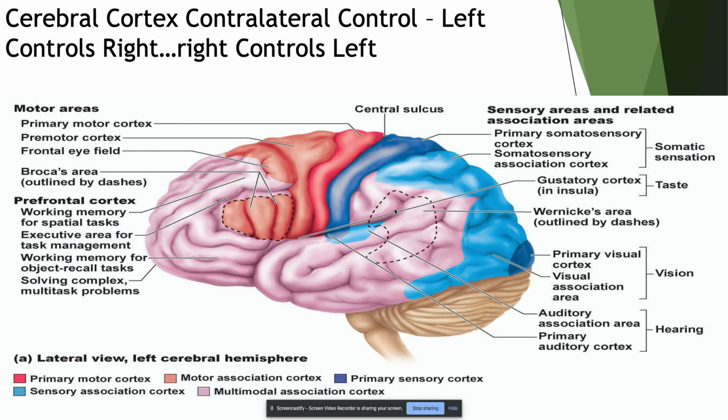The frontal eye field, which is located anterior to the premotor cortex and superior to Broca's area, controls the voluntary movement of the eye and generally has no role in the interpretation of visual stimuli.